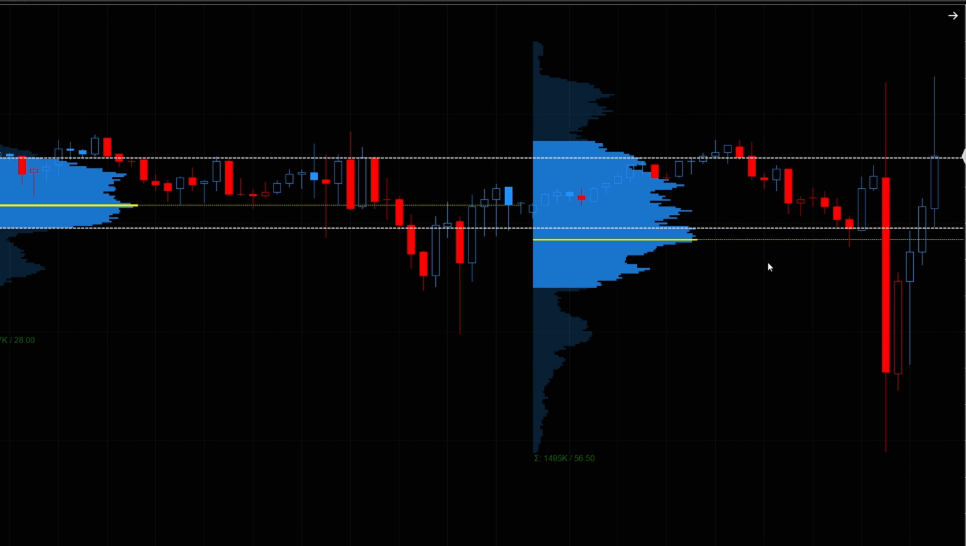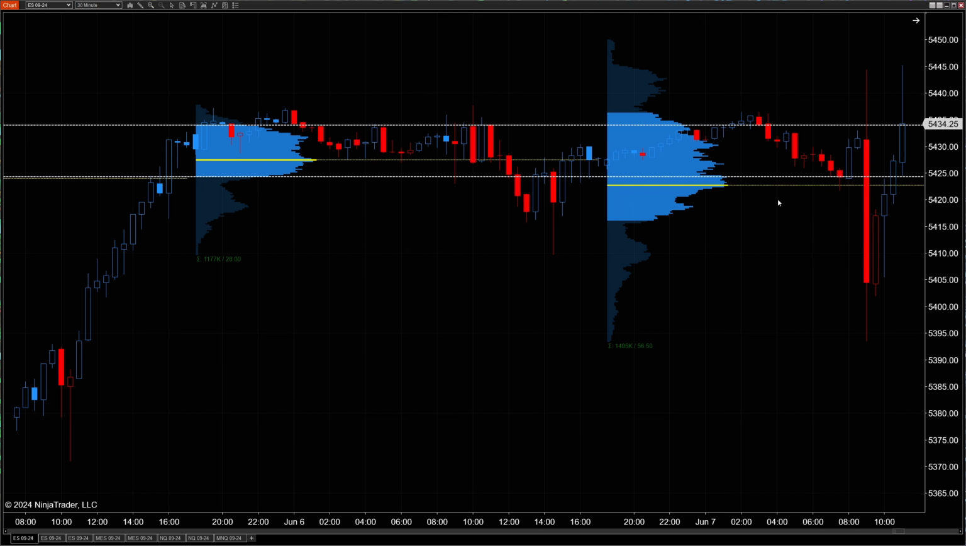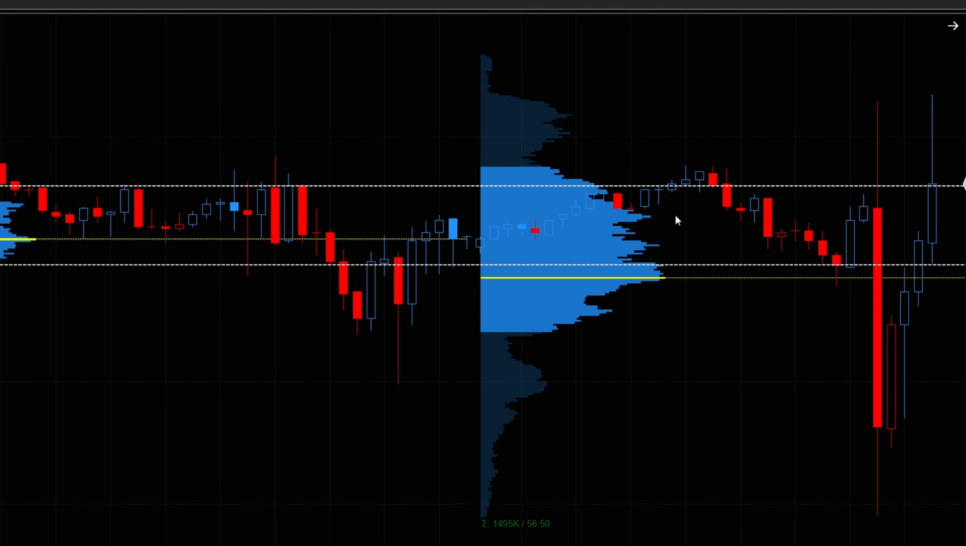But here's where the second mistake actually comes into play. It's going to be part one of mistake number two. A lot of traders will actually see this and say, oh, we're breaking above value area high. Let's go ahead and run. We're going to go ahead and push it.